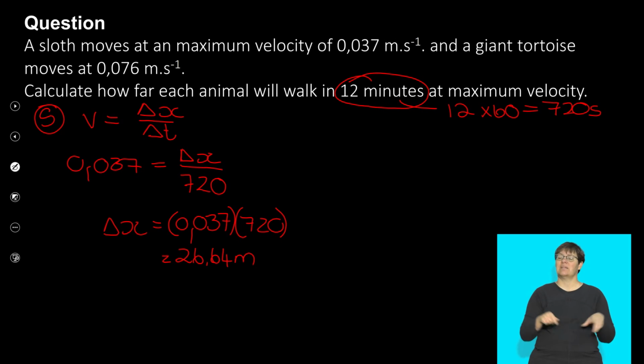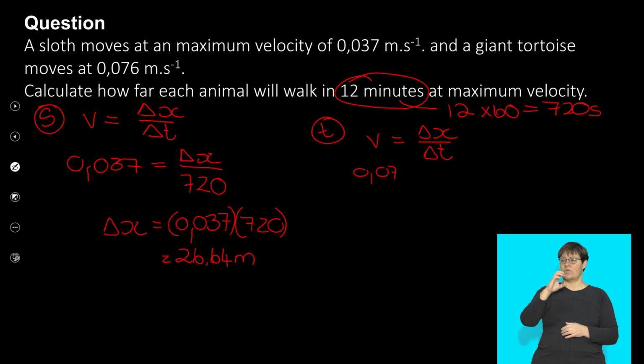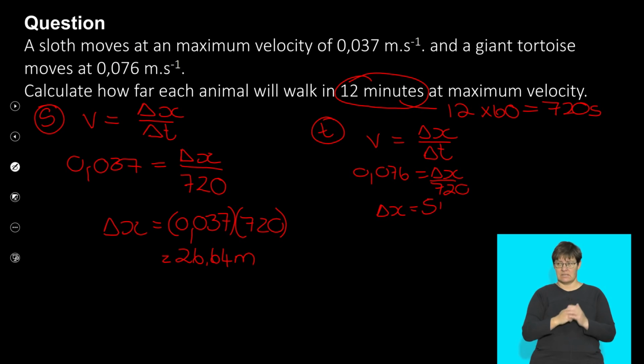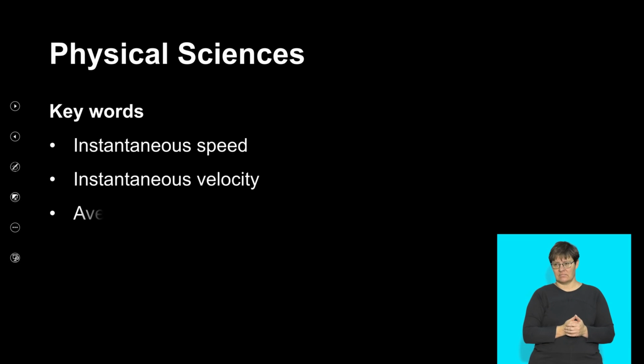And we would do the same with the tortoise, which we're going to do very quickly. He was going 0.076, also 720. And so that would be, because I'm about to run out of time, 0.076 times 720 equals 54.72 meters. And they only wanted that. They didn't need direction because they just said how far.